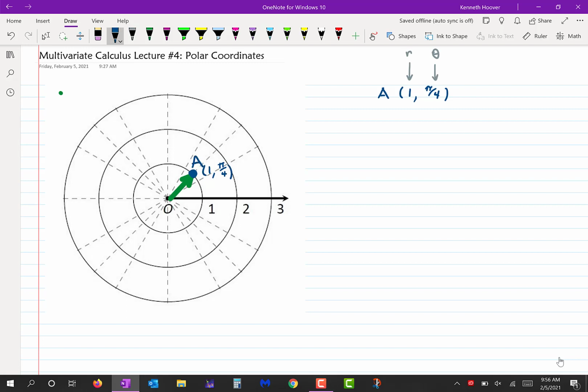Okay, so that's one way to do it. You go out radially along the axis, and then you rotate that ray an angle of theta. Okay, that's personally not how I usually do it. I like personally to do it in the opposite order. What I do is I first do the angle.